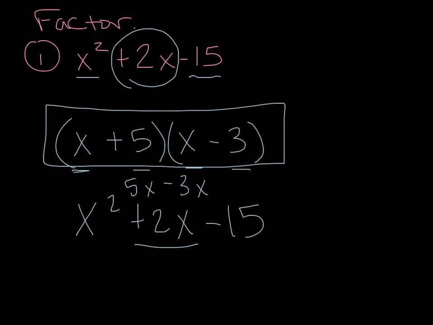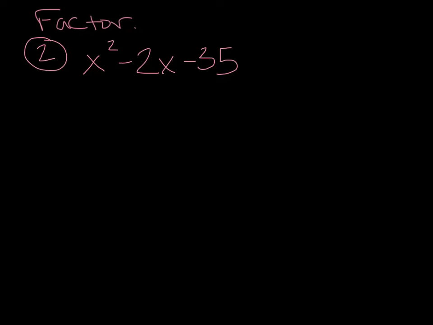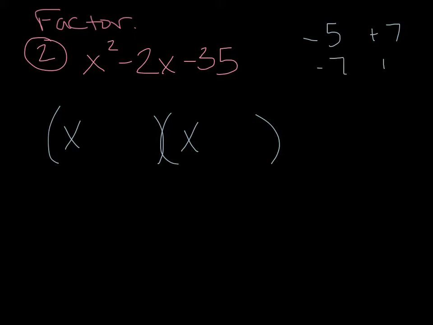Let's try another one. Number 2, x to the second minus 2x minus 35. You can start with your parentheses. The first two terms need to multiply to get x to the second, which would mean x times x. The last two need to get negative 35. So you have to think of all the different things that would multiply to get negative 35. You'd have negative 5 and positive 7, negative 7 and positive 5. You don't need to write these out every time, but you can. You'd have 35 and negative 1, negative 35 and 1.